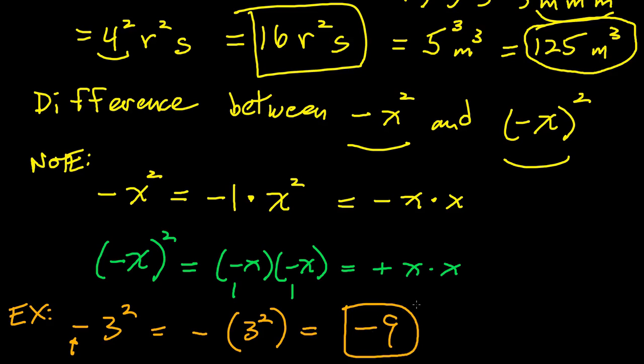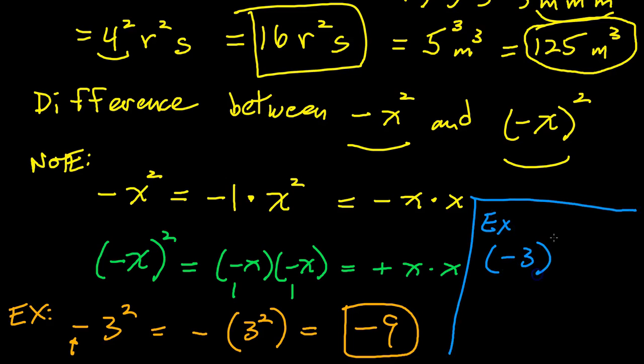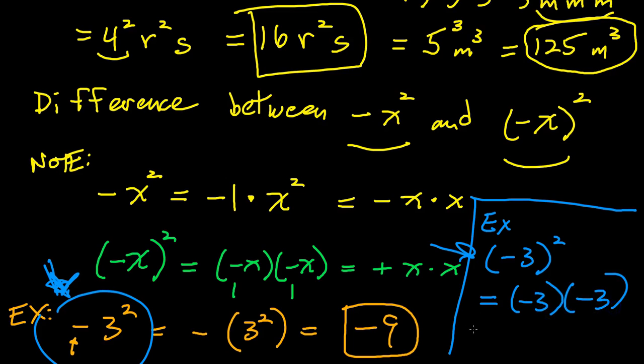In contrast, let's try the square of minus 3. Please notice the difference between these two expressions, minus 3 squared and the square of negative 3. This really is equivalent to the square of minus 3, or minus 3 times minus 3. And of course, we know that a negative times a negative is a positive. Positive 3 times 3 is 9 for a return here. Okay?